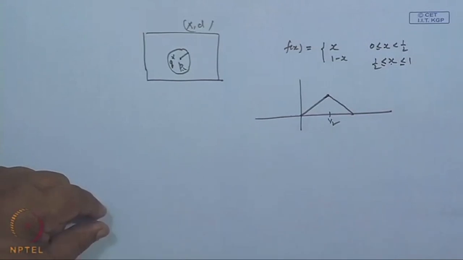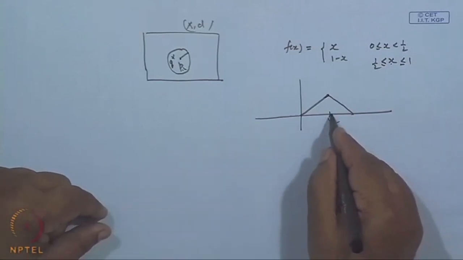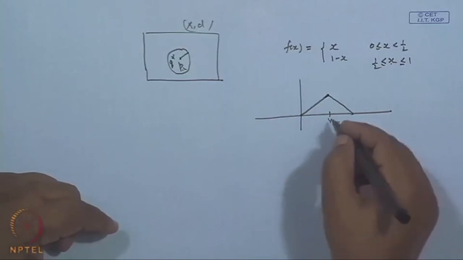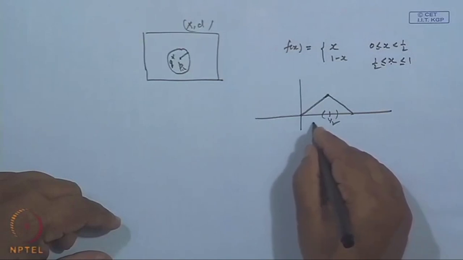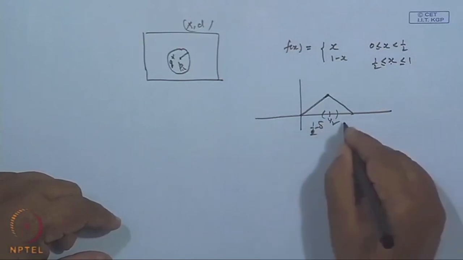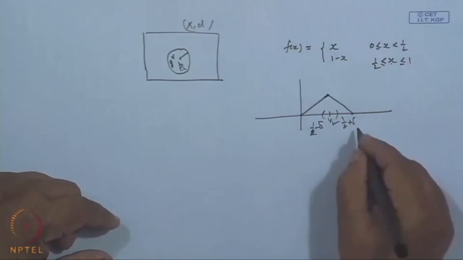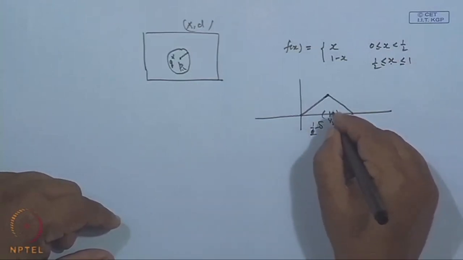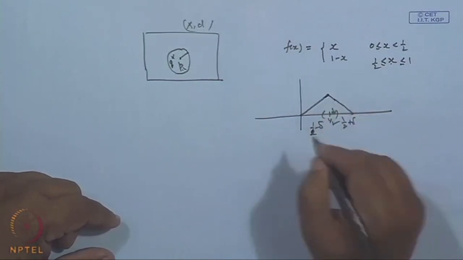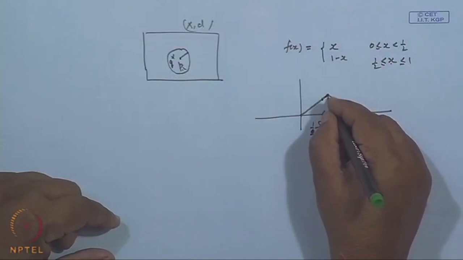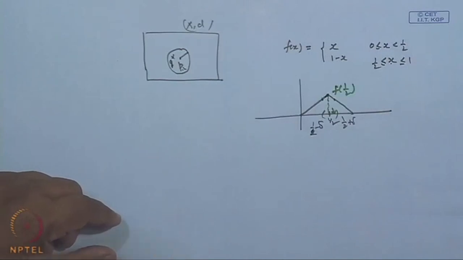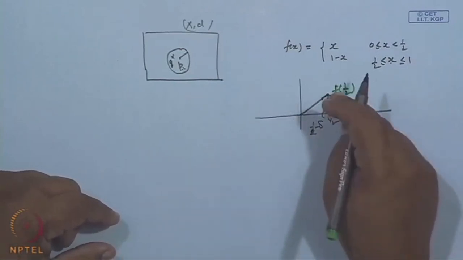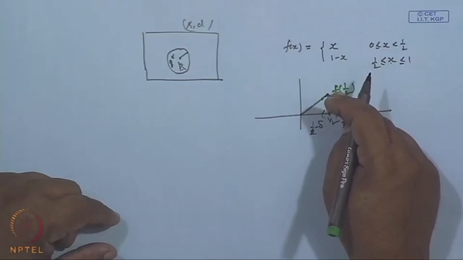Now, if I look at the point half, what is the character of the point half? If we take any neighborhood around this point with a positive delta, say (half minus delta, half plus delta), then the value of any point in this neighborhood will be somewhere here or somewhere here, which is less than the value at the point half. This is the value of the function at the point half. So we say half is a point corresponding to a local maxima of this function f.